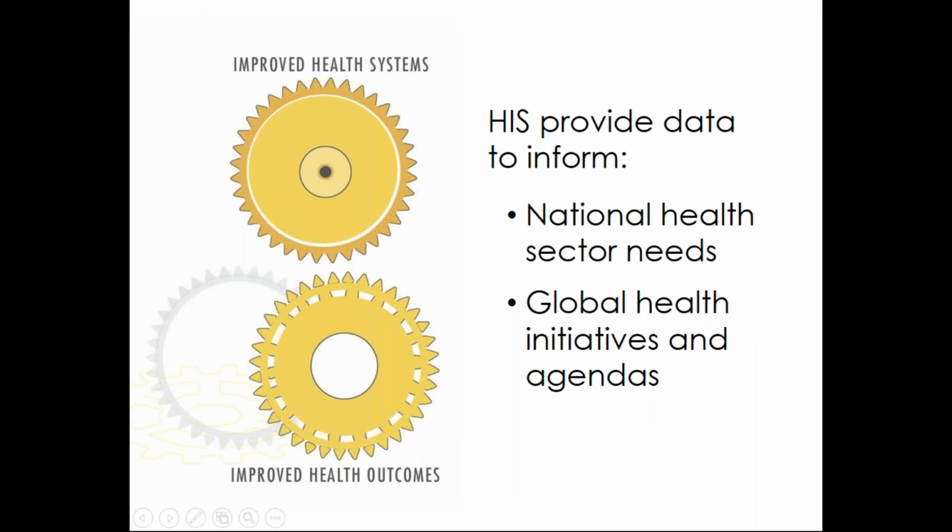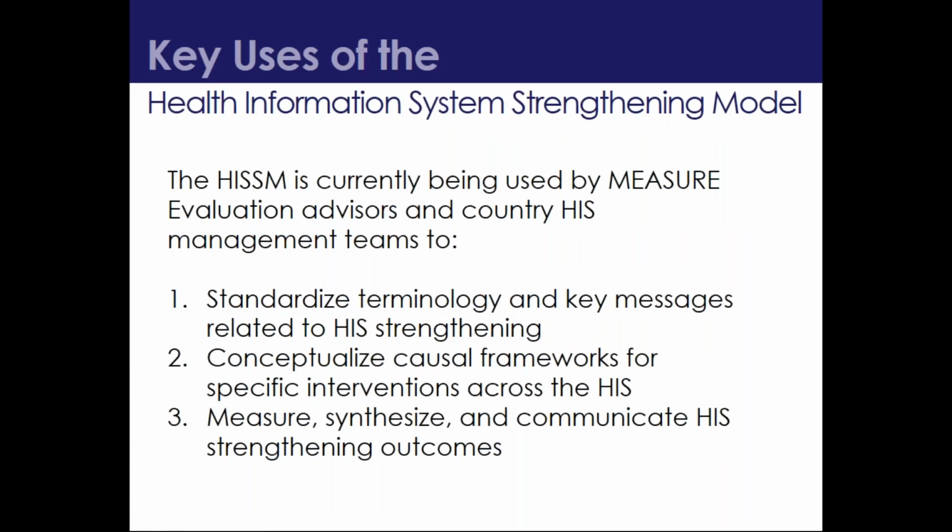Moving on, at the far left of the model, we have the two impacts of the HIS, which include improved health systems and improved health outcomes. Although we know that this can't be achieved with the HIS alone, this is the aim, or sort of the end game, of strengthening the HIS. And so we want to keep these as part of our model so that we always know what we're heading for.